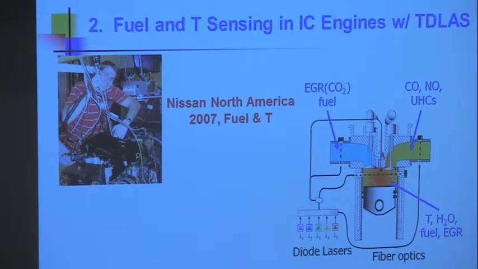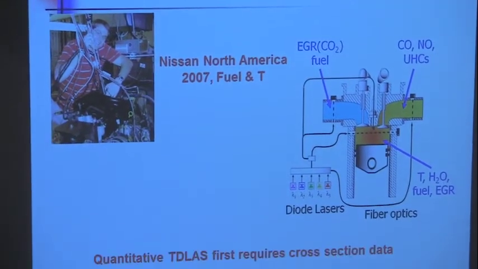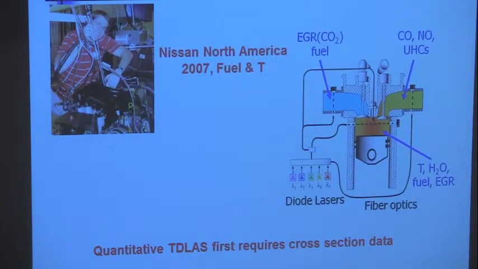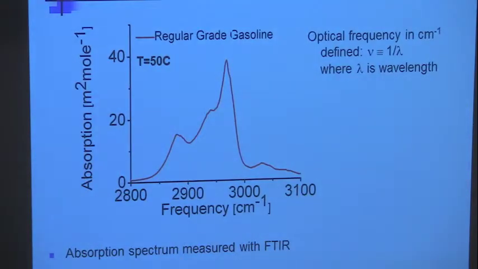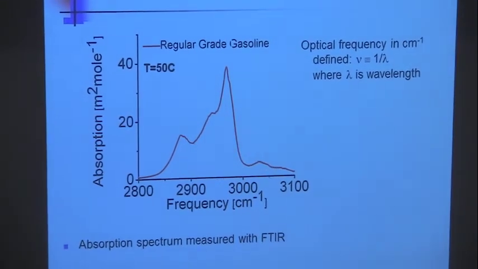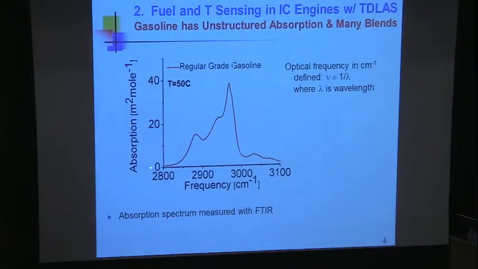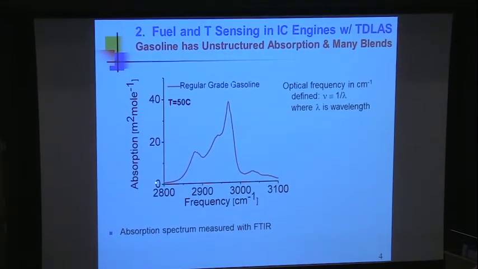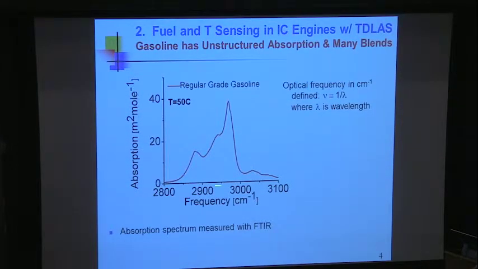Now, in order to make measurements, we have to say something about the spectroscopy. And in the case of measuring fuel, what do we have to work with? We don't have line positions anymore. We have line features. So this is a plot of the absorption cross-section versus frequency. 3,000 wave numbers is 3.3 microns, so these are infrared transitions.